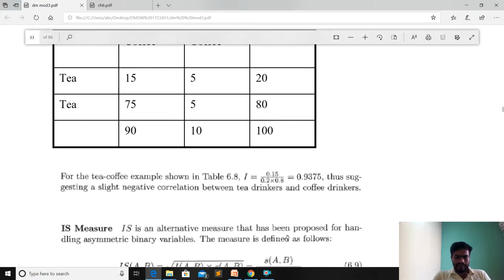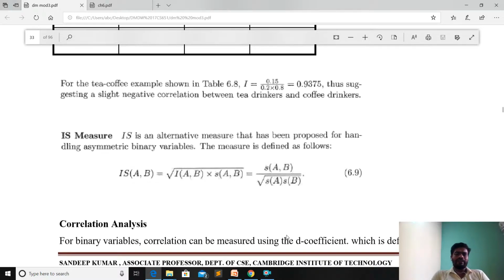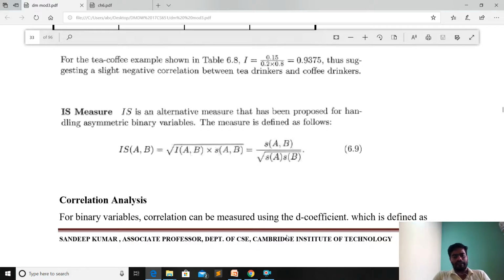So, next is the IS measure. IS is an alternative measure that has been proposed for handling asymmetric binary variables. When the variables a and b are asymmetric binary variables, the measure is defined as follows: IS of a comma b is equal to the root of I of a b into support of a comma b, that is, support of a comma b divided by root of support of a into support of b.